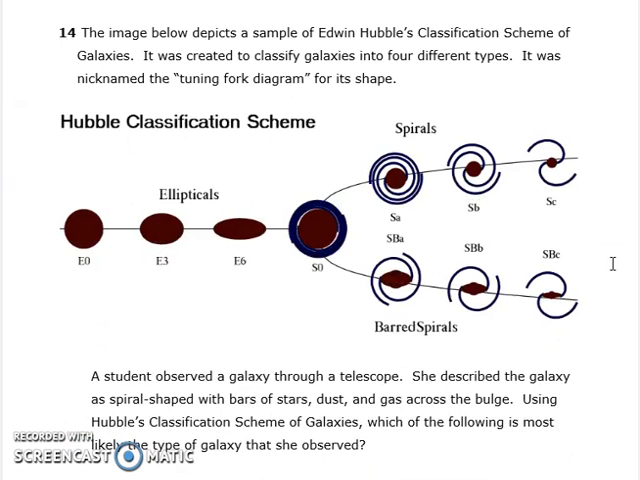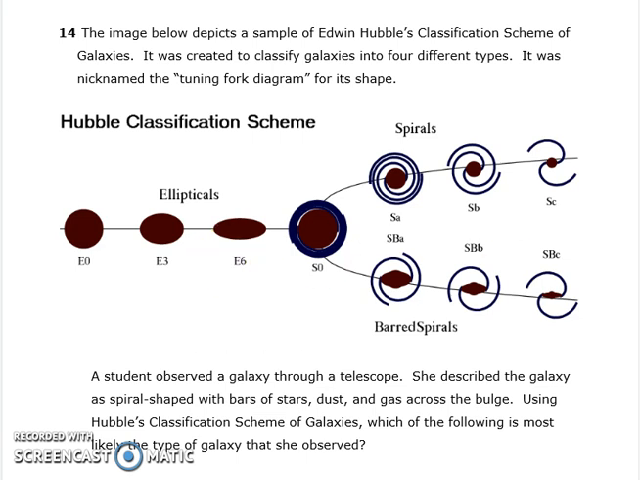Number 14. The image below depicts a sample of Edwin Hubble's classification scheme of galaxies. It was created to classify galaxies into 4 different types. It was nicknamed the tuning fork diagram for its shape.